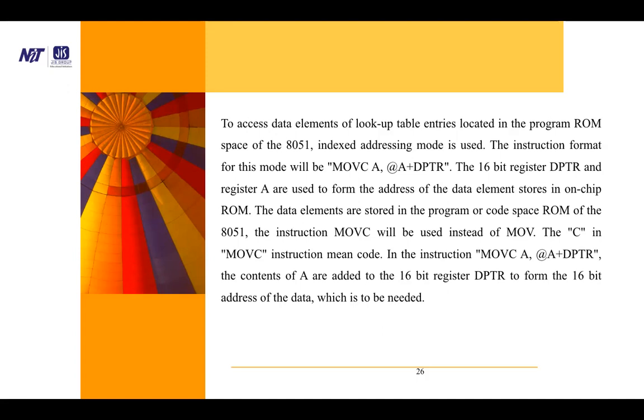The instruction MOVC is used instead of MOV. The C in the MOVC instruction means code. In the instruction MOVC A, @A+DPTR, the contents of A are added to the 16-bit register DPTR to form the 16-bit address of the data which is needed.